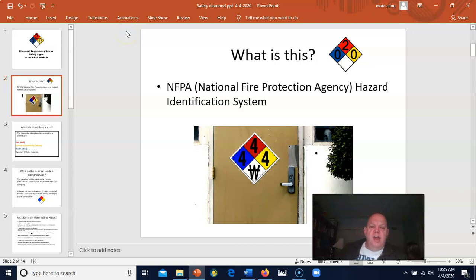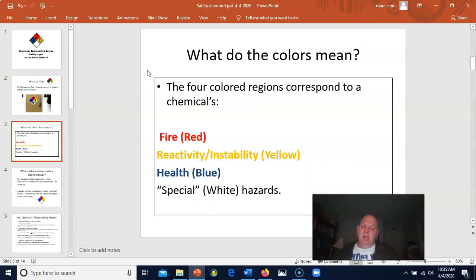So what is it exactly? It's called the NFPA Hazard Identification System, National Fire Protection Agency. That's what it is. And you may end up seeing something like this on the doorway or on the side of a building, or maybe near a gas station, maybe where there is the propane filling station. But the colors are significant.